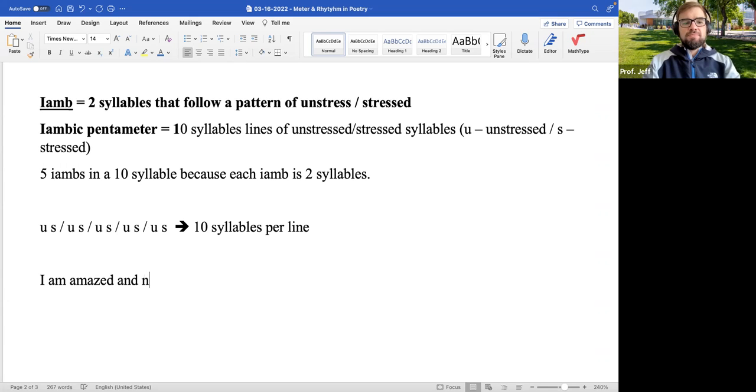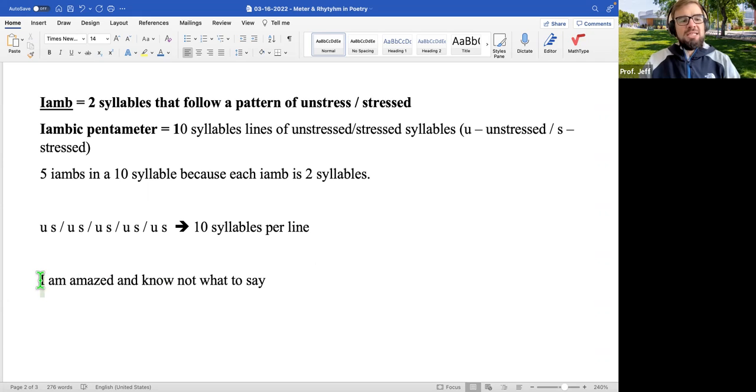But here, this is the line. This is from A Midsummer Night's Dream, the play by William Shakespeare, that our teacher, my freshman year, my first year at university, used to get us comfortable with iambic pentameter and to understand unstressed, stressed rhythm, right? So here's the line: I am amazed and know not what to say.